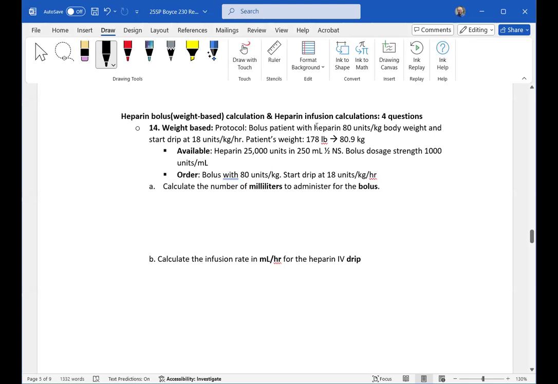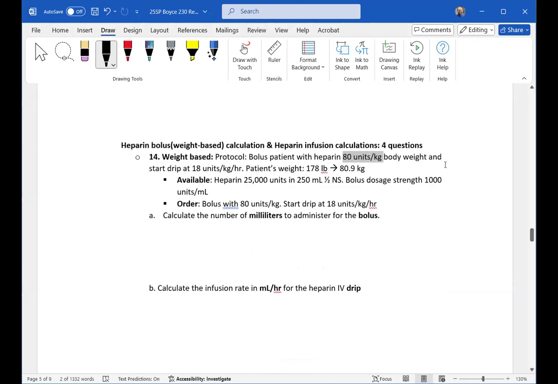You're going to bolus the patient with heparin, and this is why I practiced this previously, 80 units per kilogram body weight. So right off the bat, when you see anything per kilogram, you have to account for the patient's body weight in kilograms. That might mean it's already given to you in kilograms, or you have to convert the patient's weight in pounds to kilograms. So that's their bolus starting dose, just like in that previous question where we took the patient's weight in kilograms times 3 and we got 99.6 milligrams. That is the order based off of the patient's weight. That's what we're doing here. We're finding out what the order is.